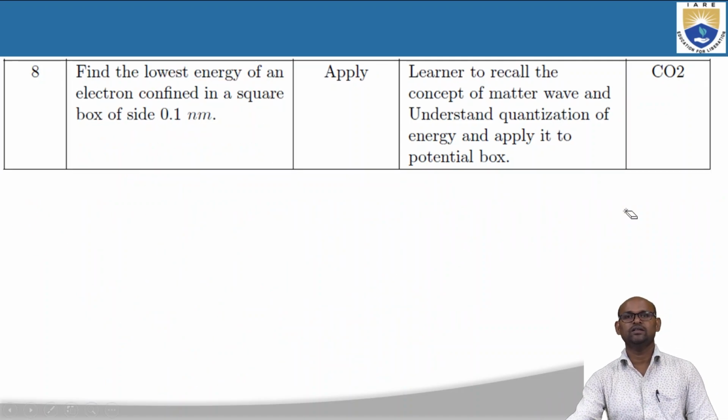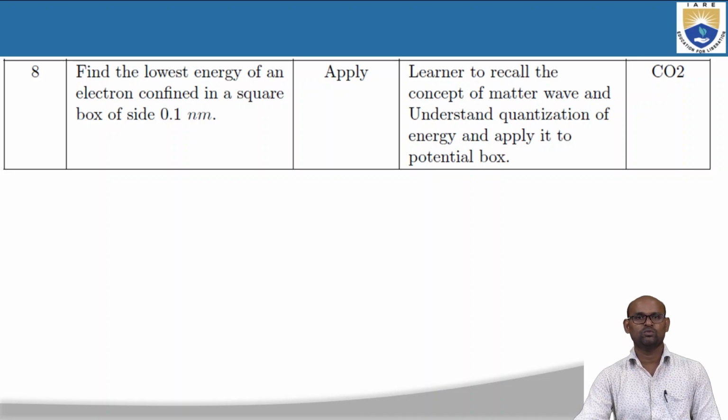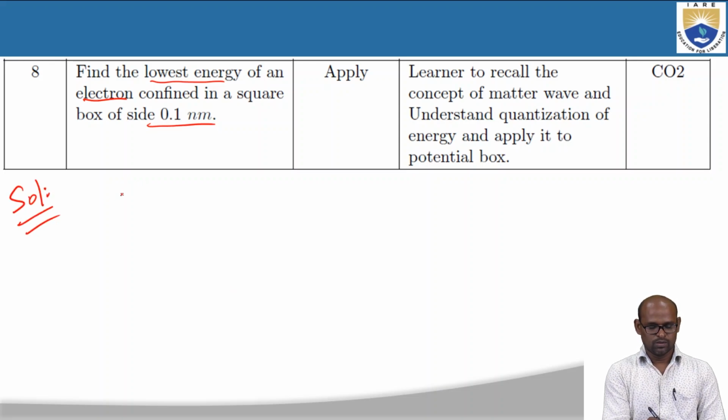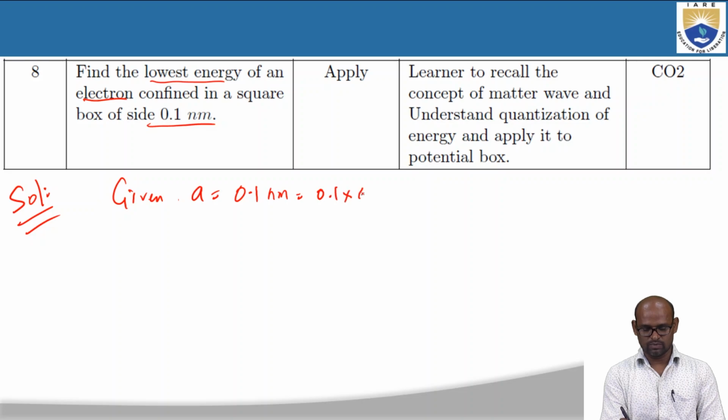The eighth problem is: find the lowest energy of an electron confined in a square box of size 0.1 nanometers. So they have asked us to calculate the lowest energy of an electron confined in a box of size 0.1 nanometers. Always start with the given: box side a is equal to 0.1 nanometer. We can convert into meters, 0.1 into 10 power minus 9 meters, or 10 power minus 10 meters.